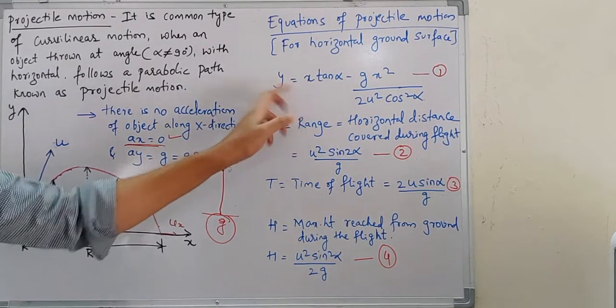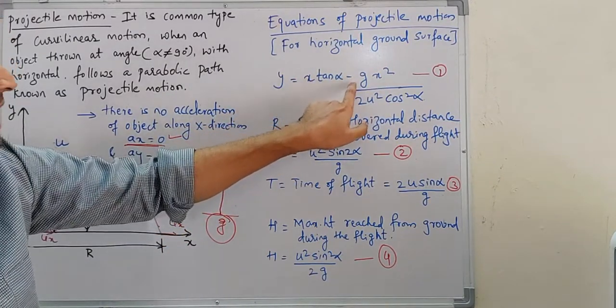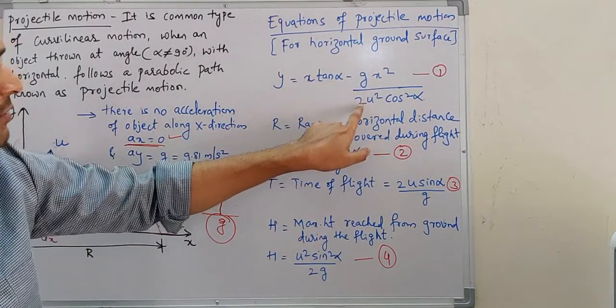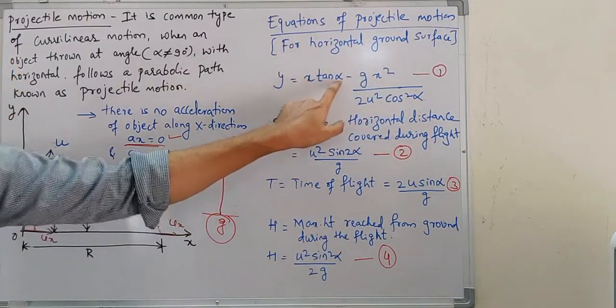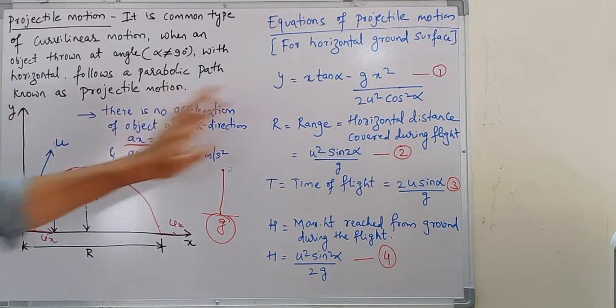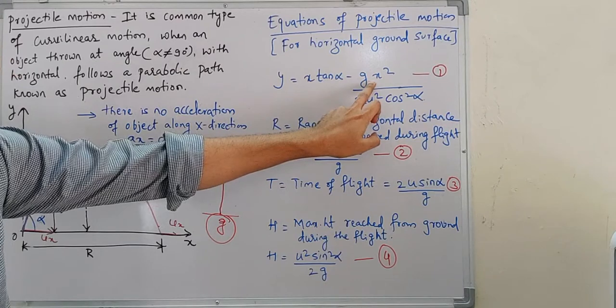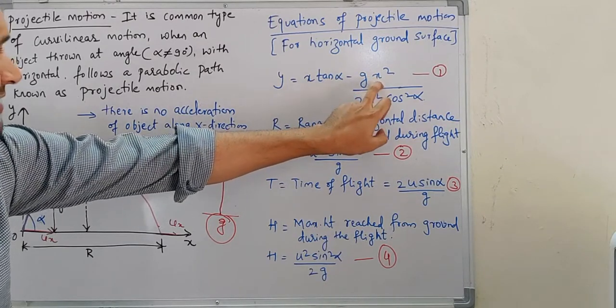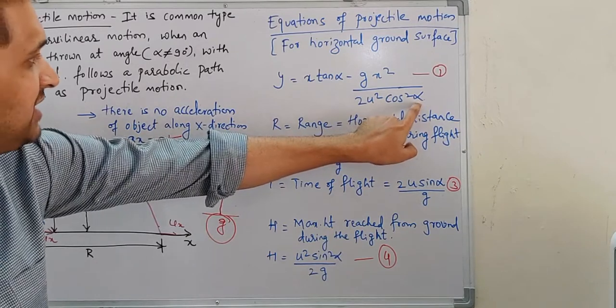First we'll go through the expression. Y is equal to x tan alpha minus g x square divided by 2 u square cos square alpha. Quickly briefing the terms here: alpha is the inclination, with respect to the horizontal ground surface, at which the particle is thrown. G is acceleration due to gravity, which is 9.81. X I'll come back to. U is the initial velocity that will be given to you, and alpha is again the inclination.